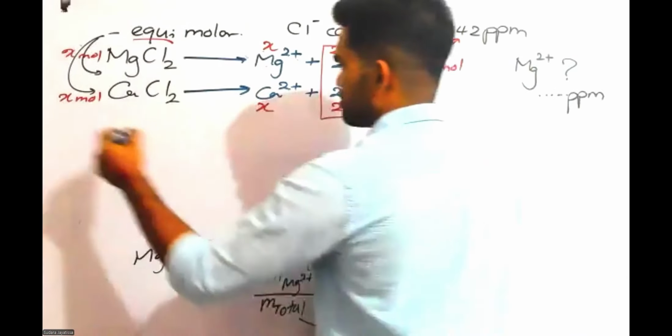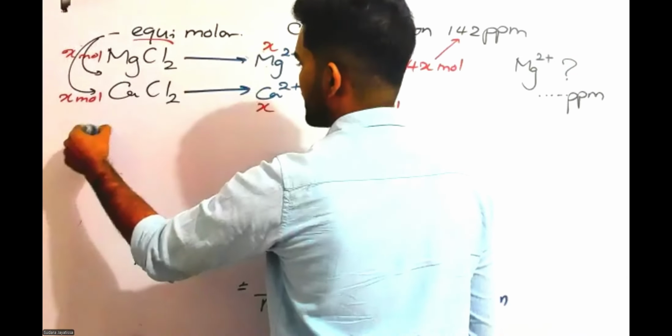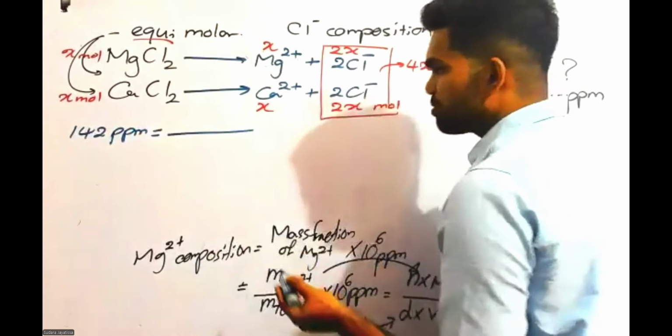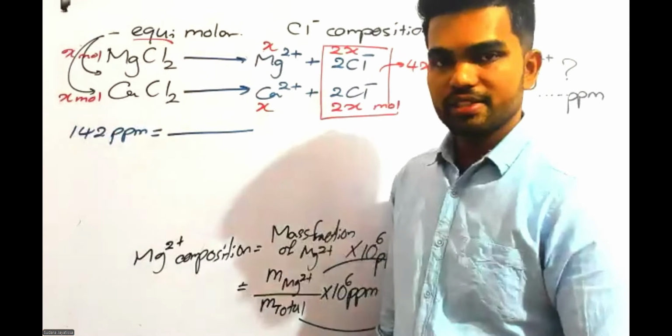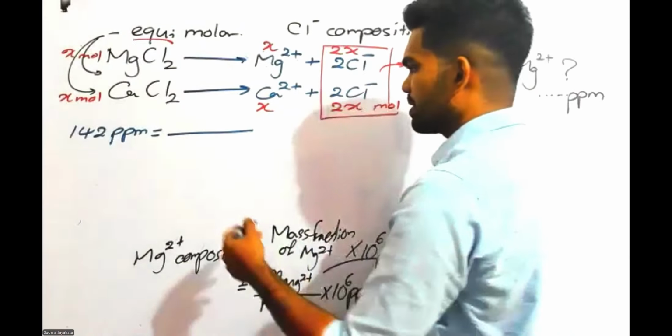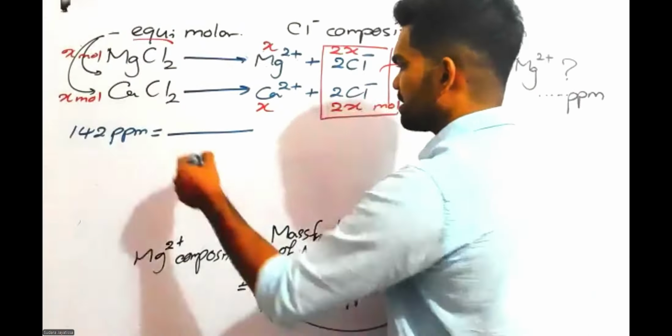So for the Cl minus composition, we can say that 142 parts per million is equal to the Cl minus mass fraction times 10 to the power 6. Cl minus mass fraction means Cl minus mass over total mass, times 10 to the power 6. So this will be m total, and the Cl minus mass is 4x into 35.5.